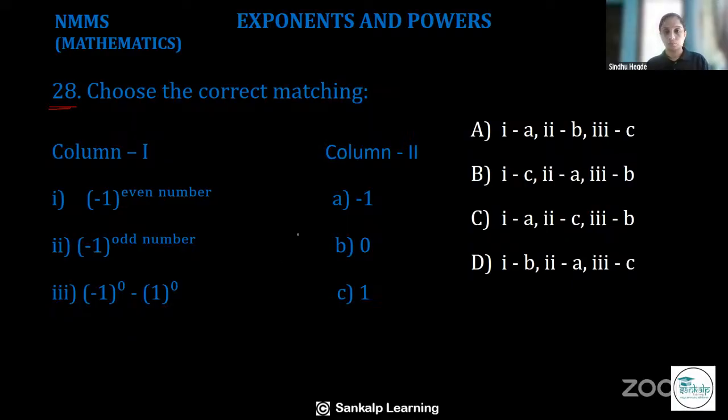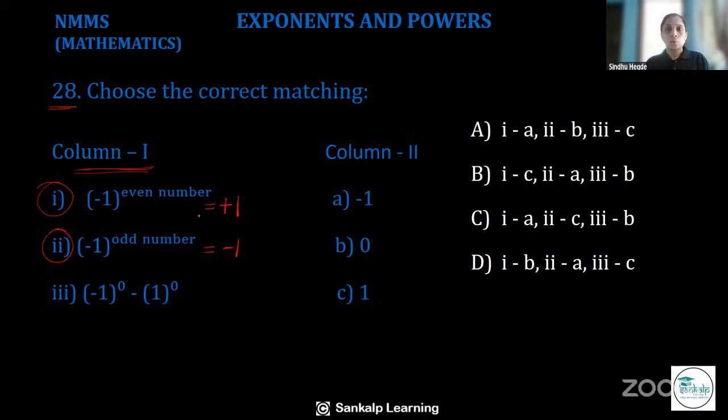So, find out one by one. Let us begin with the column 1, in that first one, minus 1 raised to even number. We know that minus 1 raised to even number always gives positive 1. Okay, plus 1. Similarly, second one, minus 1 raised to odd number, which is always minus 1.